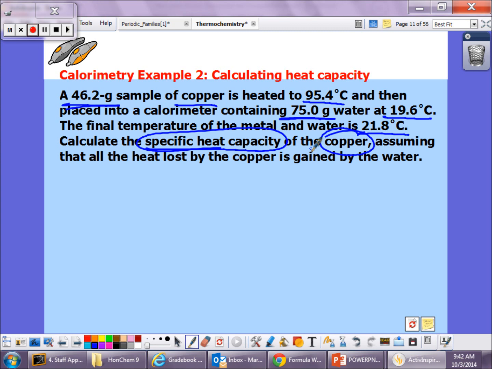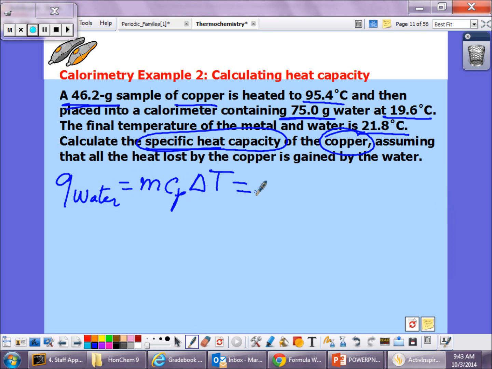We did a virtual lab last year where you took a piece of lead, put it in a calorimeter with water, and we solved some problems with that already. So this should be a review. The heat lost by the copper should equal the heat gained by the water. So what do we have? I think we have enough to start with the water. Why don't we find Q water? Q water equals m C delta T.